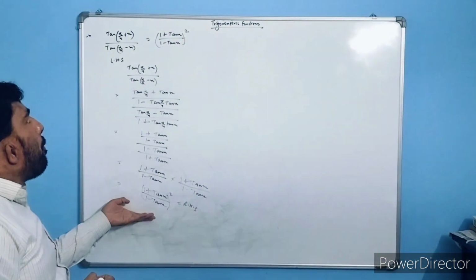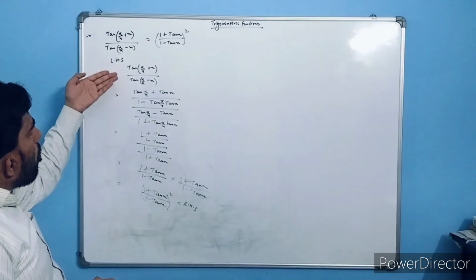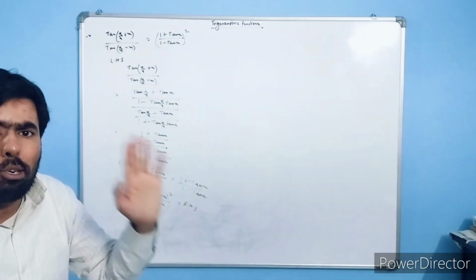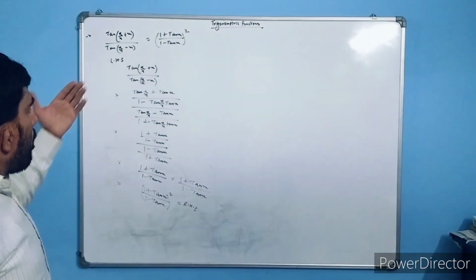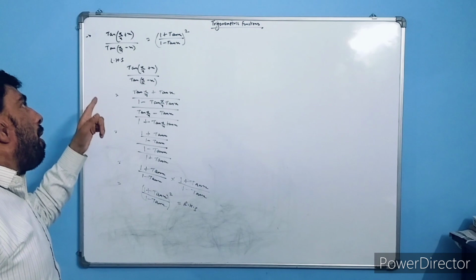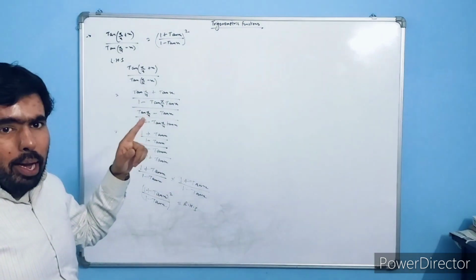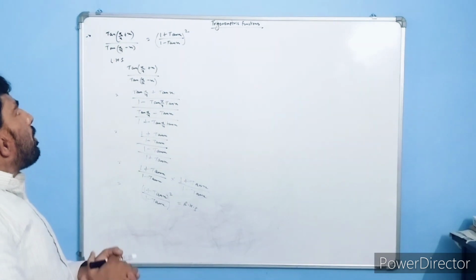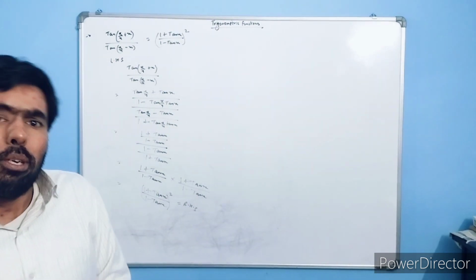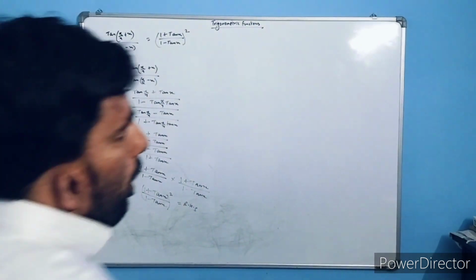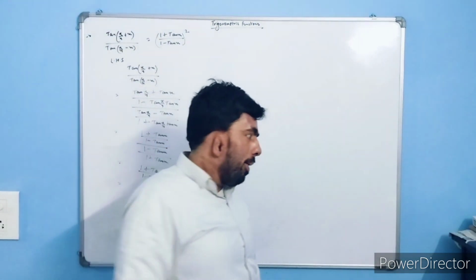So very simple, you just need to know the value of the trigonometric ratio which is to be applied and inserted here, and the formula for tan(x + y) and tan(x - y). So that is how we can easily solve such kind of numericals. Okay. Now we'll try to solve more numericals.